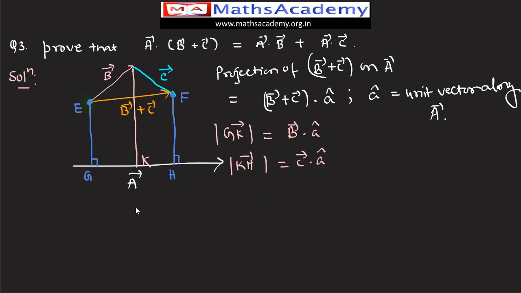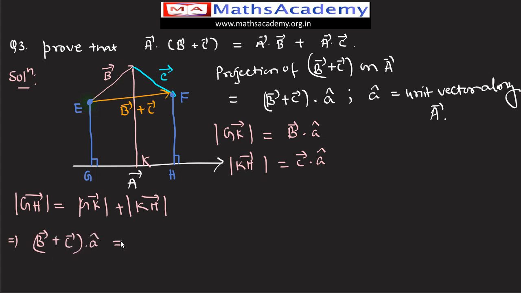So now this length GH I can write as GK length plus KH length. That means the total projection I can write as the sum of the projections. Here this thing can be written as B vector plus C vector dot A cap, which is the same as B vector dot A cap plus C vector dot A cap.